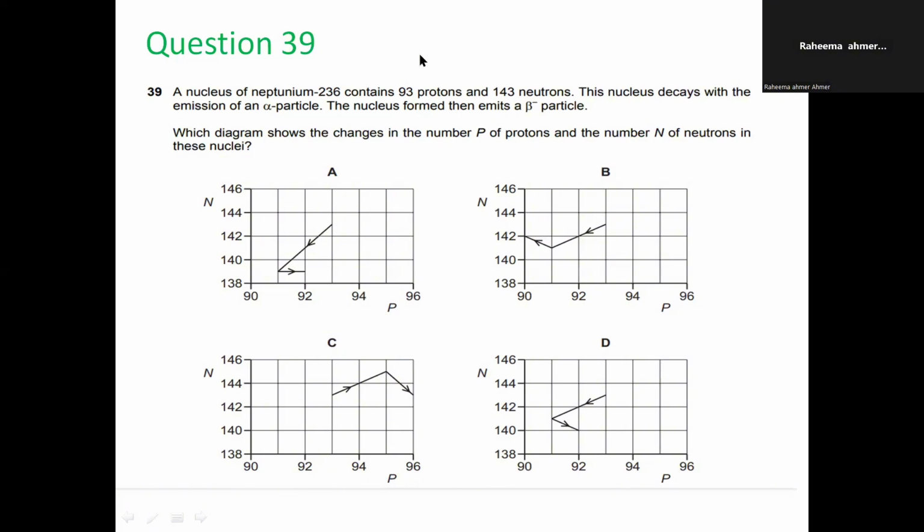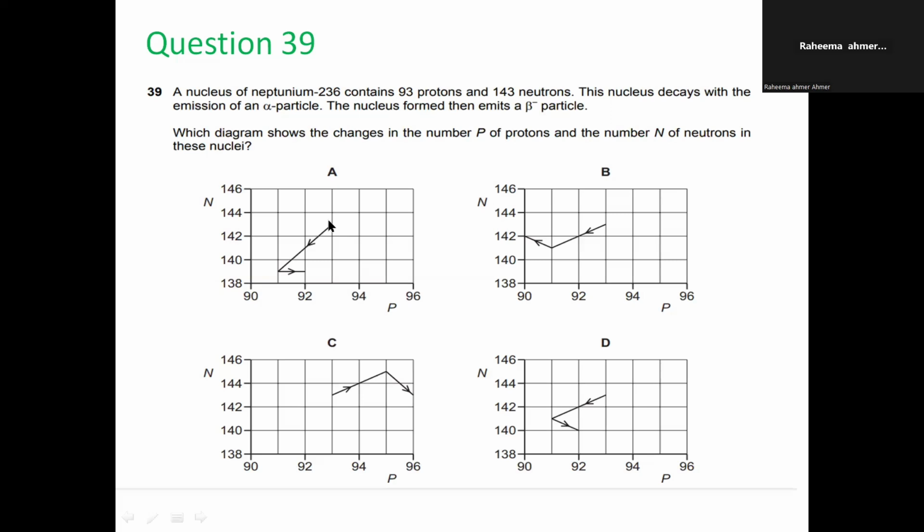So as you can see, it has 93 protons. After the alpha particle decay, it must reach 91. And as you can see, it has 143 neutrons. So after alpha particle decay, it must have 141 neutrons. So let's see which option matches our situation.